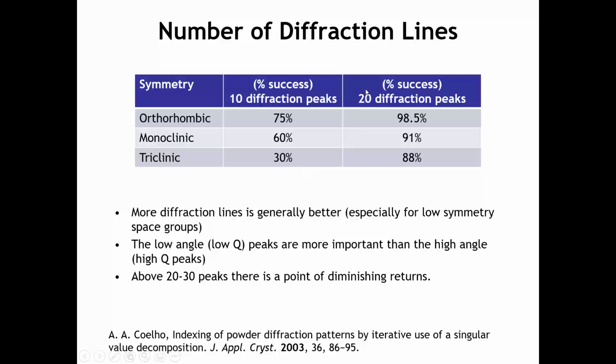If, on the other hand, we double the number up to 20 diffraction peaks, that's what de Wolf suggested, then you can see that the orthorhombic success rate goes up to 98.5%, and even the triclinic goes up to 88%. So as a general rule, we want to put in more peaks, not less, as long as we can accurately determine their peak positions. But it is true that the low-angle peaks are more important than the high-angle peaks. And because of that, usually 20 to maybe 30 at the top end is about all you really need. And there's not much to be gained by putting in more peaks beyond that.